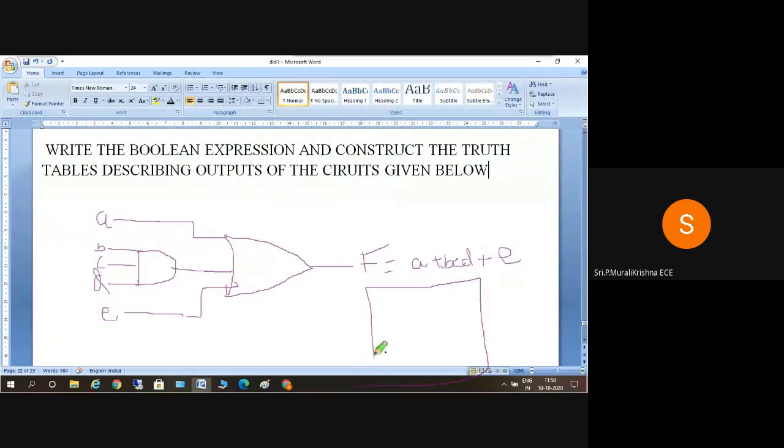First of all, write all the inputs. Inputs are A, B, C, D, E.